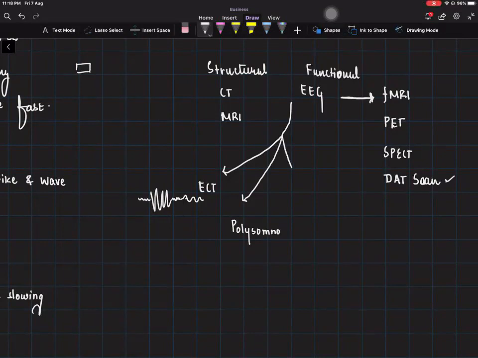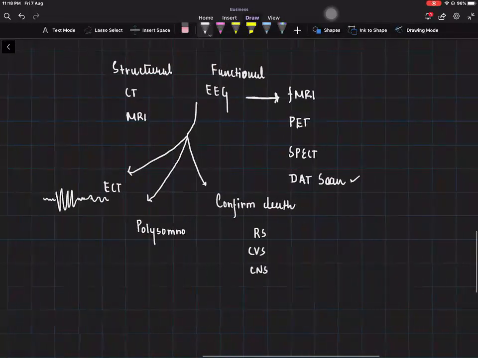And one of the newest uses of EEG, you can say, is that it's a tool to confirm death. If you're able to recall the previous definition of death that we studied during our undergraduate days in our forensic textbooks, it was the stoppage of the three main systems of the body which make the body work. So it's essentially the respiratory system, cardiovascular system, and the central nervous system.